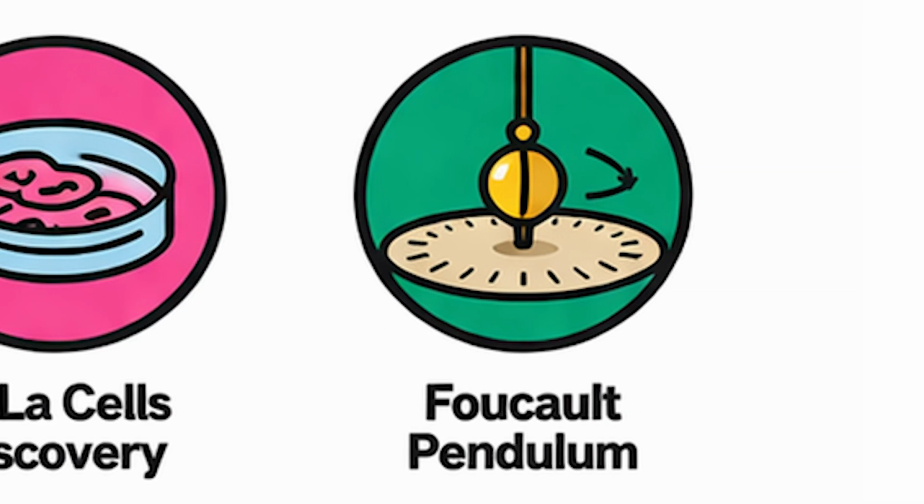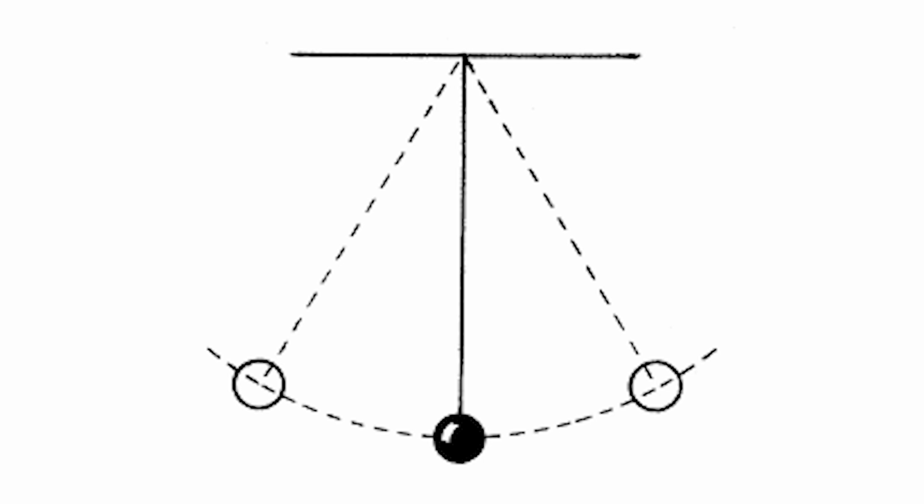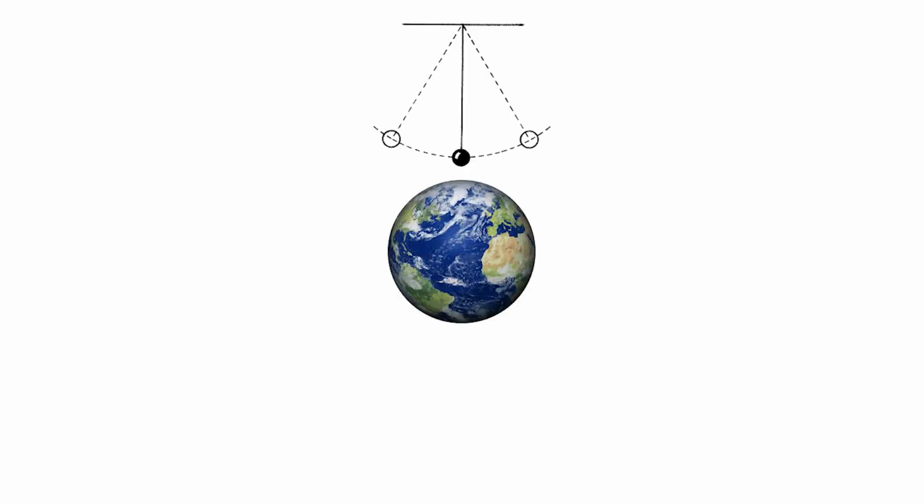Foucault pendulum. This experiment was created by Léon Foucault to demonstrate the rotation of the Earth. A large pendulum is suspended and allowed to swing freely over time. As the Earth rotates beneath it, the direction of the swing appears to change when observed from the ground.